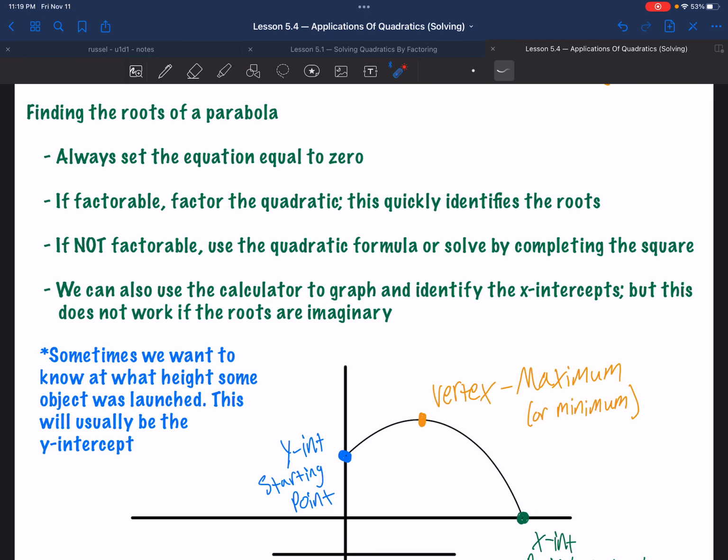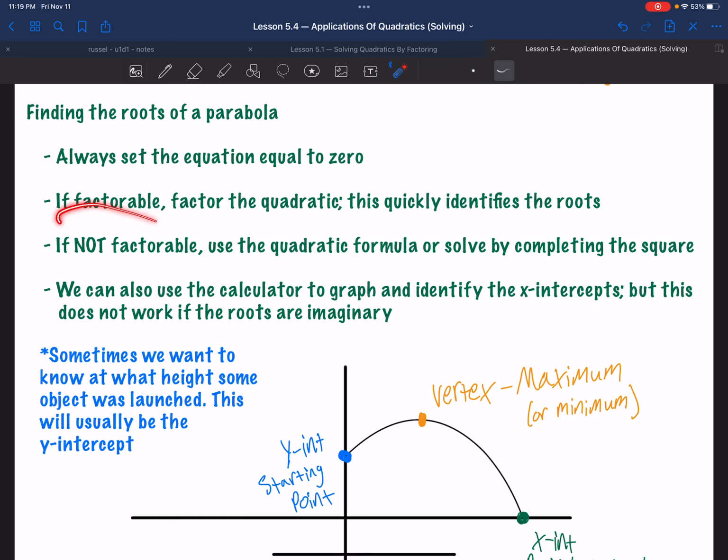Next is finding roots. And this is more or less review, right? I'm really just recapping what we've done in class. When I want to find the roots of a parabola, I'm looking for the x-intercepts. So I always set the equation equal to 0. Because where do those x-intercepts occur, right? They occur when y is 0. So if I have a function, right, y equals ax squared plus bx plus c, I want the y value to equal 0. So that's why I set it equal to 0.